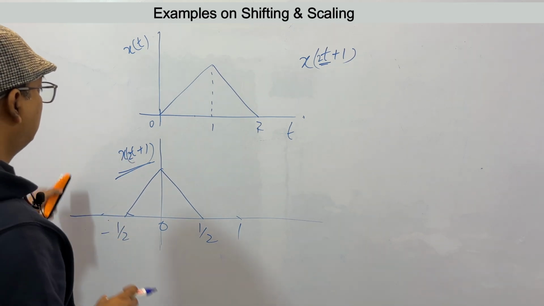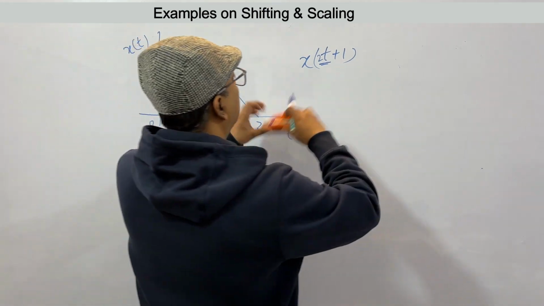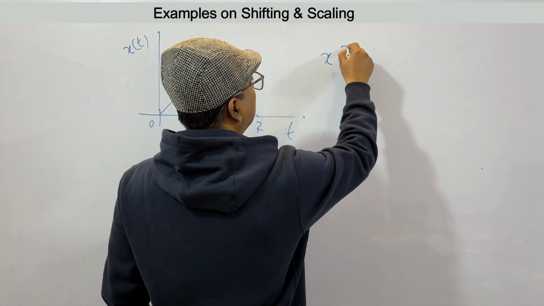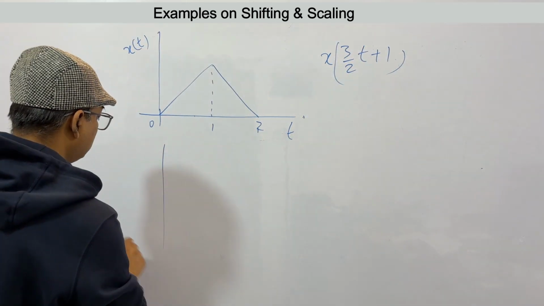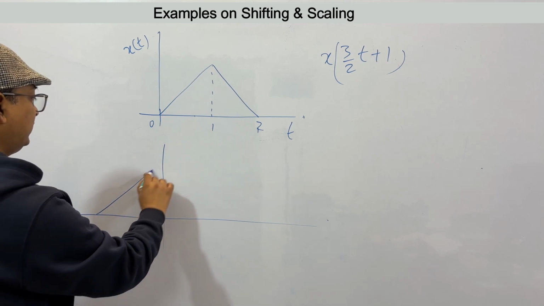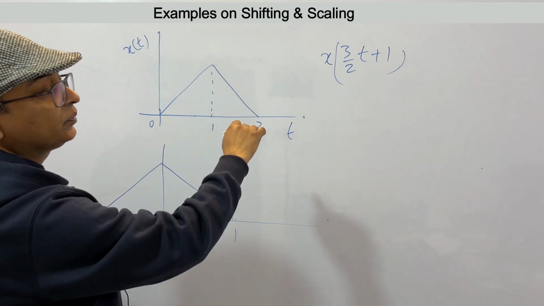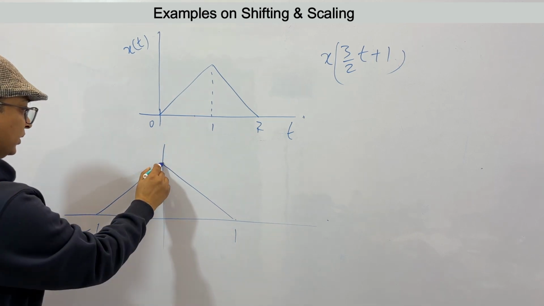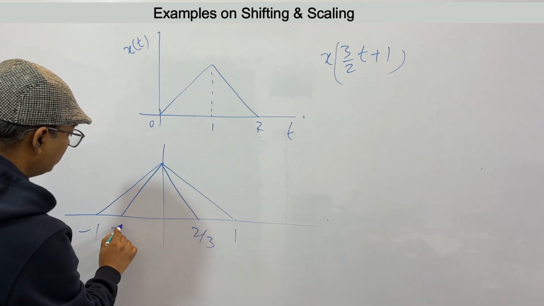Clear? Again, we have to see x(3/2 t + 1), last time we saw 3 by 2. So x(3/2 t + 1). First thing what we'll do? We'll do the shifting part. We'll shift it so that our new wave is like this, 1, minus 1. And then we'll do the compression part. So new wave will be this. This is 2 by 3. This is minus 2 by 3.